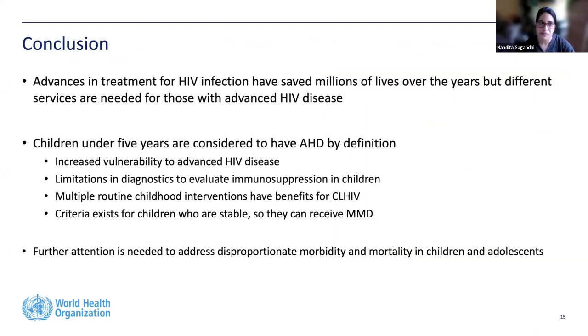And in conclusion, I want to finish by saying that we have advances in treatment now that have saved millions of lives, but we still need those services for advanced HIV disease because mortality has not been decreasing in recent years. Children under 5, by definition, we've defined them as having AHD because of their increased vulnerability, because we have limitations in the diagnostics that we use to evaluate immunosuppression, and we also know that there are still multiple benefits that we can provide. And we don't have to limit some of the interventions, like MMD, based on a category. So I think it's important to remember where that categorization came from.